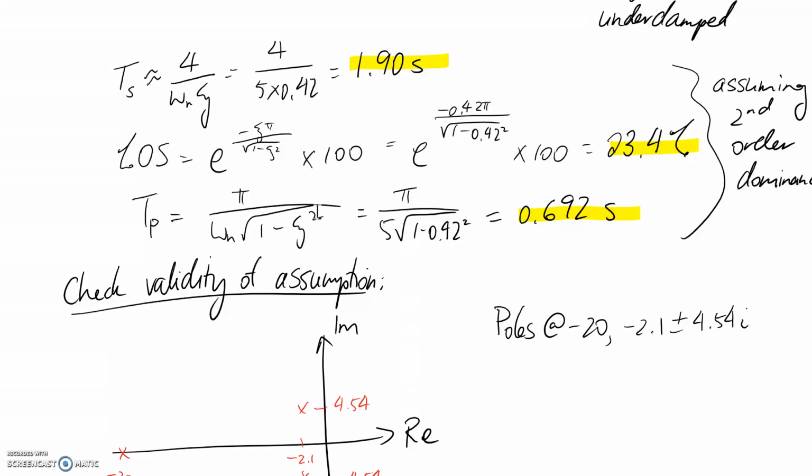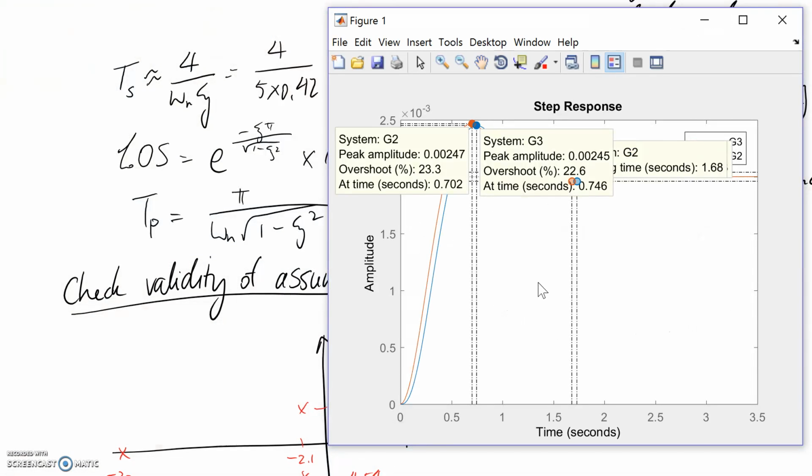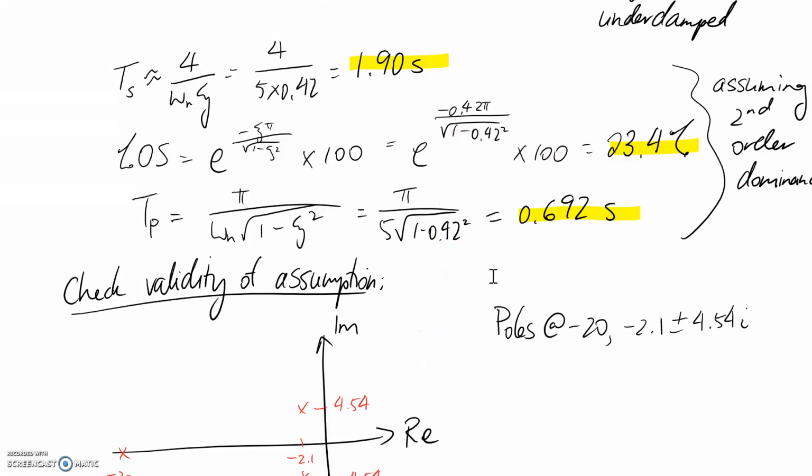Next one is the peak time, and again we can get that off the graph. So the peak time, here we go, it's 0.702, and this one's 0.746. If we have a look, we got 0.692, again it's pretty close to what we were expecting. So that's all there is for this question, and I'll see you in another video.